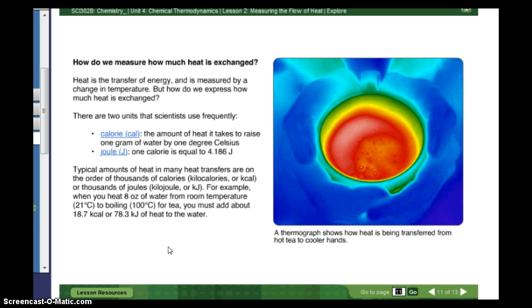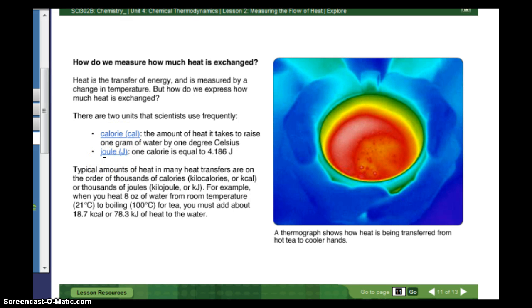How do we measure how much heat is exchanged? Heat is the transfer of energy and is measured by a change in temperature. But how do we express how much heat is exchanged? There are two units that scientists frequently use. The calorie, with a lowercase c, that's really important, is the amount of heat it takes to raise 1 gram of water by 1 degree Celsius. So if you had 1 gram of water and you made it go from 55 to 56 degrees Celsius, that took 1 calorie of heat.